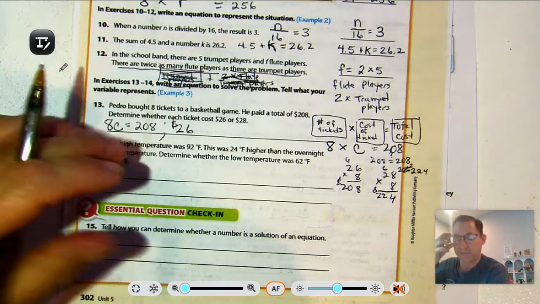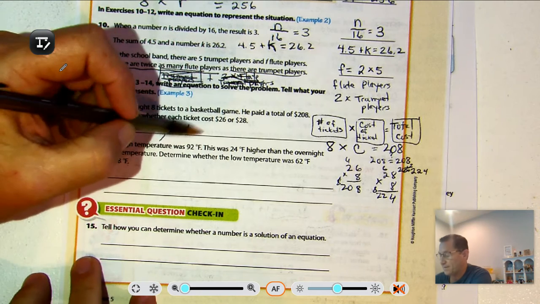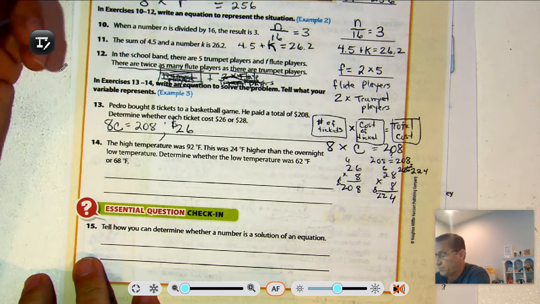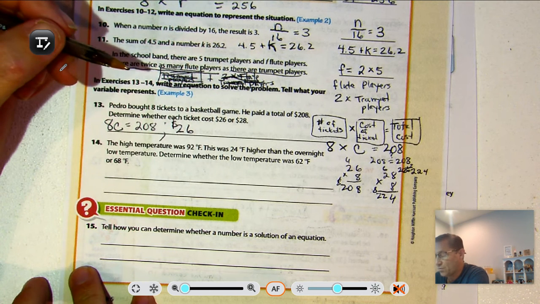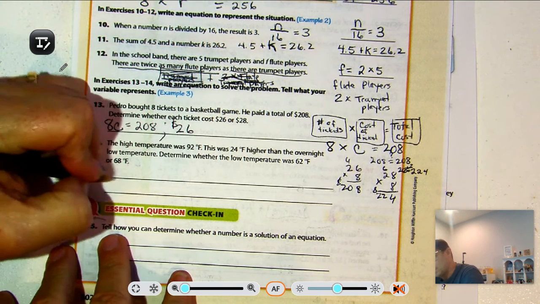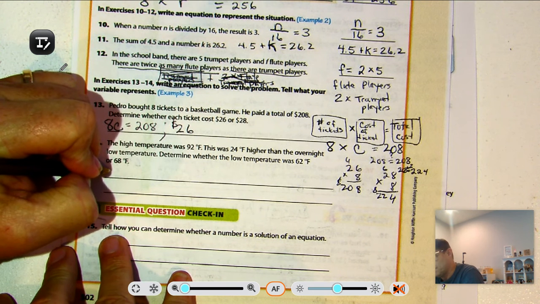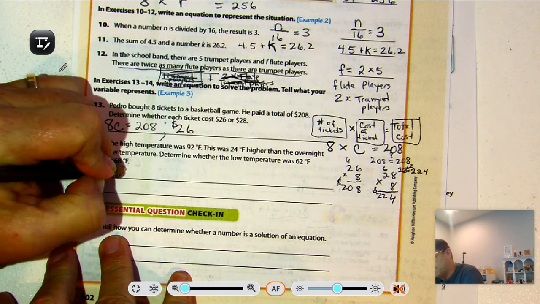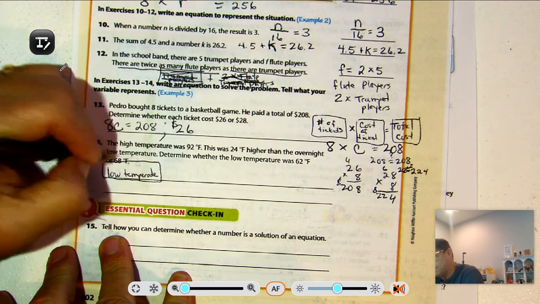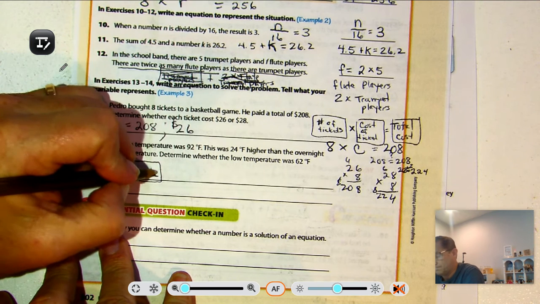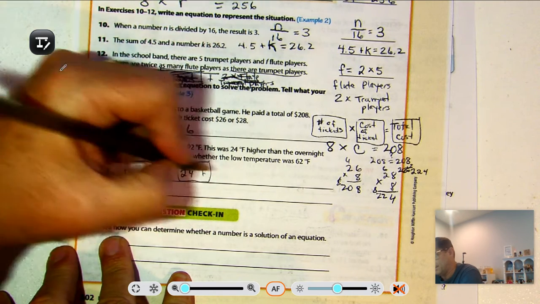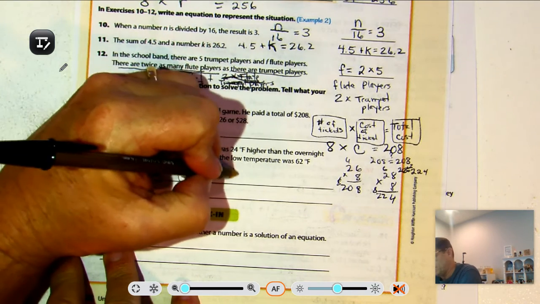All right, 14. The high temperature was 92 degrees Fahrenheit. This was 24 degrees higher than the overnight low temperature. Determine whether the low temperature was 62 degrees or 68 degrees. So we have the low temperature plus 24 degrees Fahrenheit equals the high temperature.